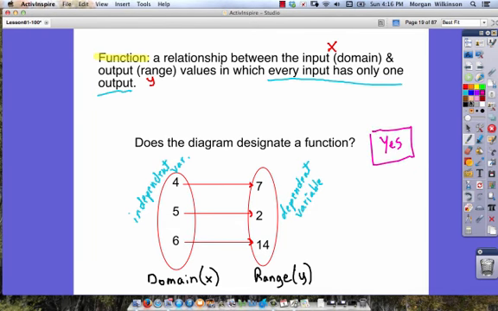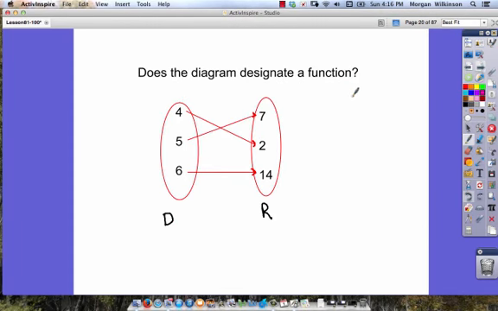Let's look at another one. Does a diagram designate a function? It's asking, does every input domain only have one output, range? The 4 goes to the 2, the 5 goes to the 7, and the 6 goes to the 14. Each input only has one output. So our answer again is yes. This is a function.